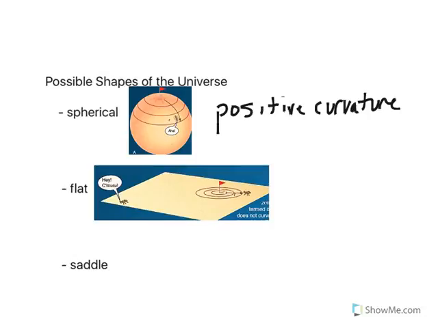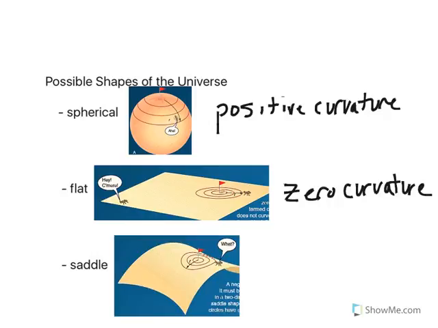The next possible shape to the universe is flat. Think of a piece of paper. Since a piece of paper is flat and not curved, the curvature of a flat shape is 0. The third possible shape to the universe is a saddle shape. Think of a saddle on a horse, or think of a potato chip. The curvature of a saddle is negative.